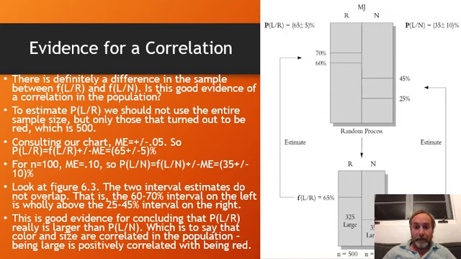Okay, so notice the two interval estimates do not overlap. We got 60 to 70 on the left. We got 25 to 45 on the right. There's a nice gap, about 15%, between 45 and 60. So that is good evidence for concluding that the probability of large conditional on red really is larger than the probability of large conditional on non-red, which is just to say that color and size are correlated in the population. Being large is positively correlated with being red.